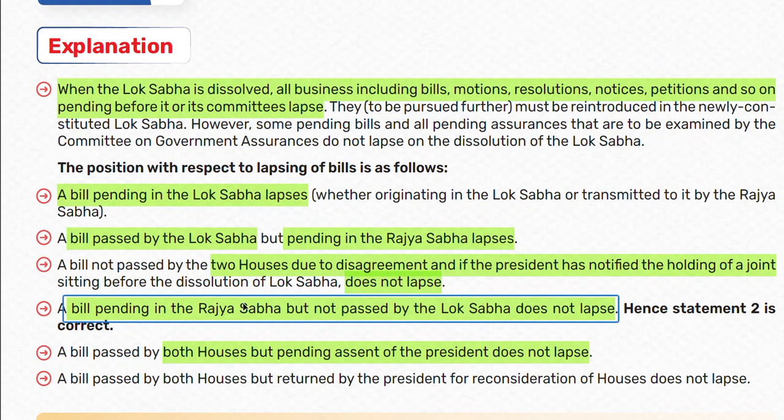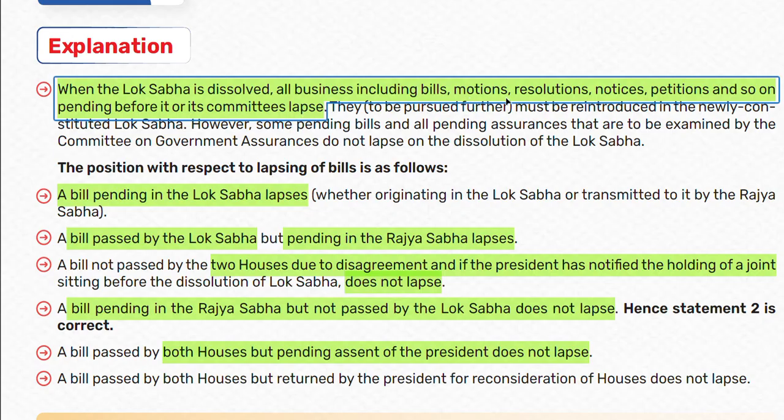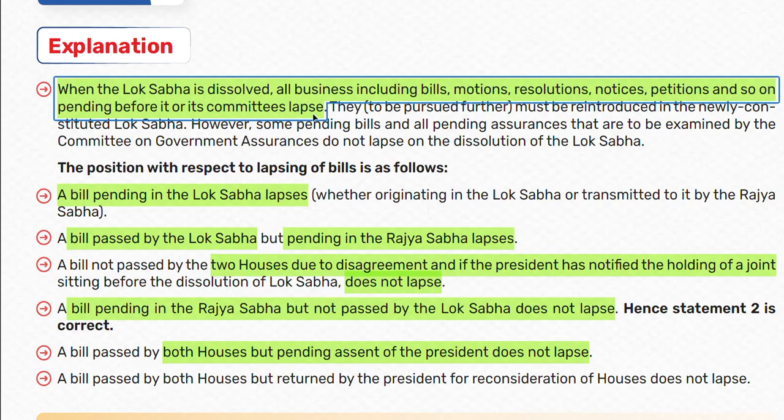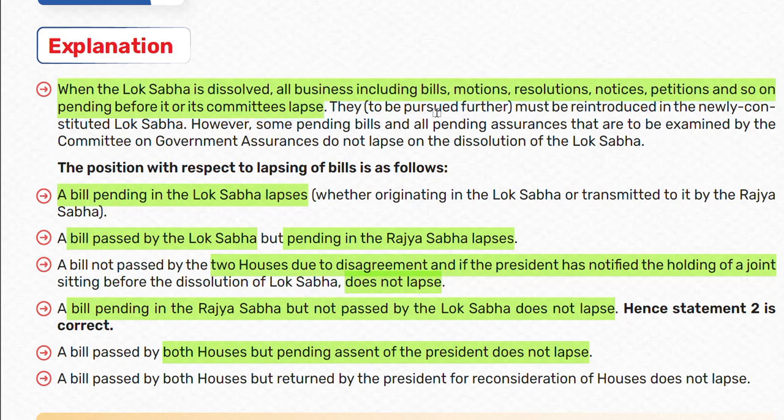When the Lok Sabha is dissolved, all business including bills, motions, resolutions, notices, petitions, and so on, pending before it or its committees lapse. To be pursued further, they must be reintroduced in the newly constituted Lok Sabha. However, some pending bills and all pending assurances that are to be examined by the Committee on Government Assurances do not lapse on the dissolution of the Lok Sabha. The position with respect to lapsing of bills is as follows: a bill pending in the Lok Sabha lapses, whether originating in the Lok Sabha or transmitted to it by the Rajya Sabha.